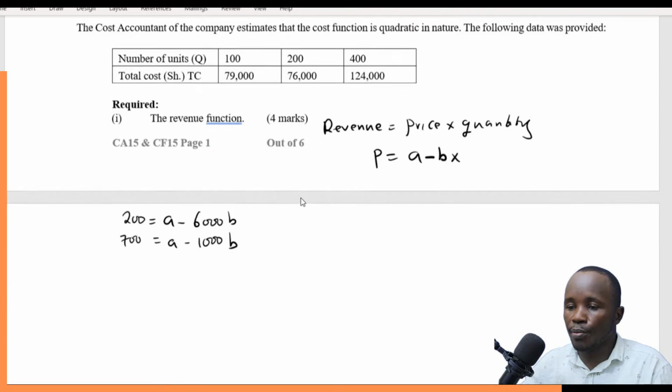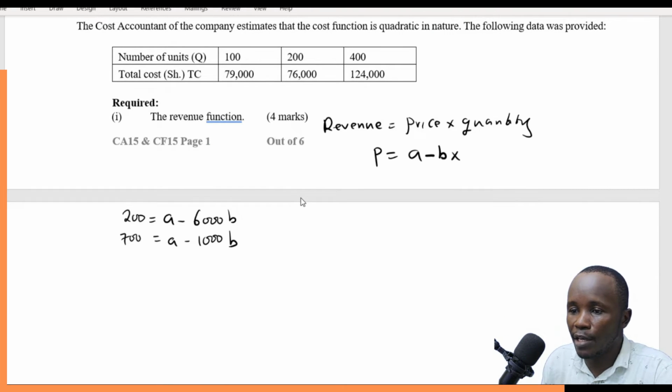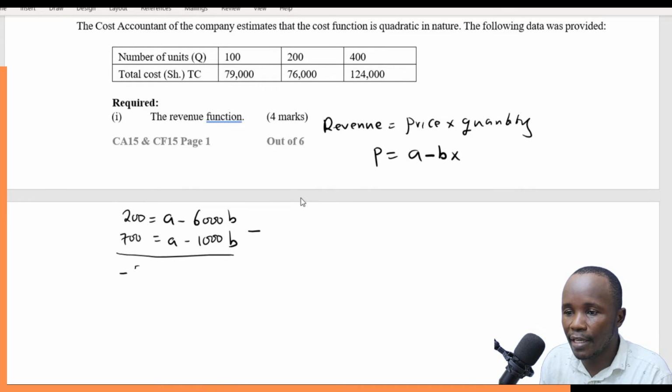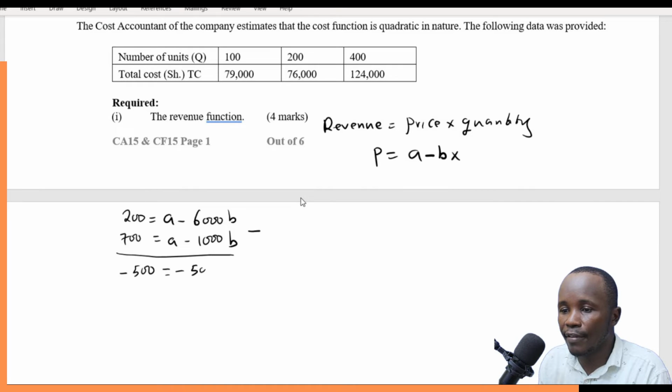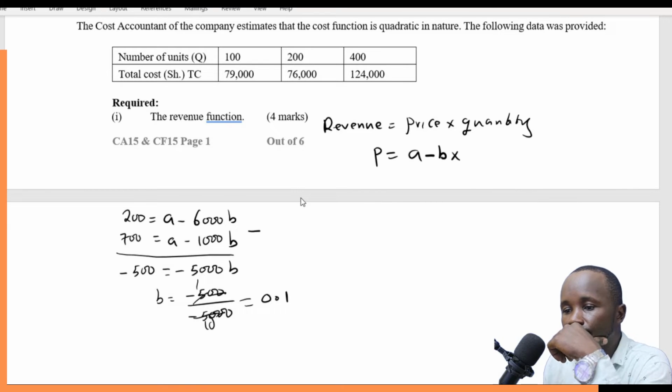We solve these equations simultaneously. I can use the elimination method. If I eliminate this one, I do 200 minus 700, which is negative 500. A minus A is 0. Negative 6,000 minus 1,000 gives you negative 5,000 B. Therefore, my B is negative 500 divided by negative 5,000. If you do this, you realize that this is 5, this is 1 over 10, which is positive 0.1. Hope you're getting my point.